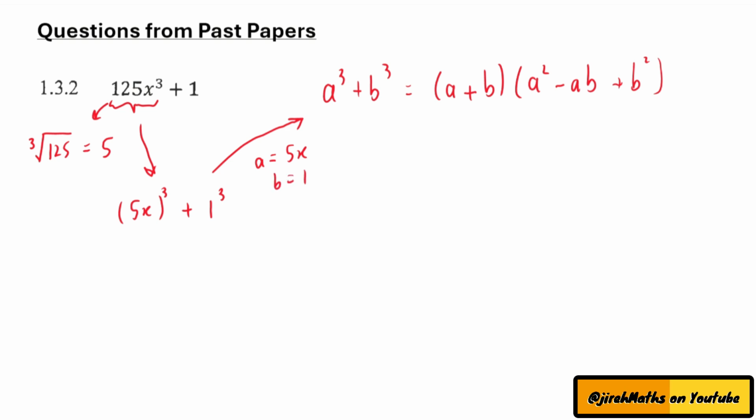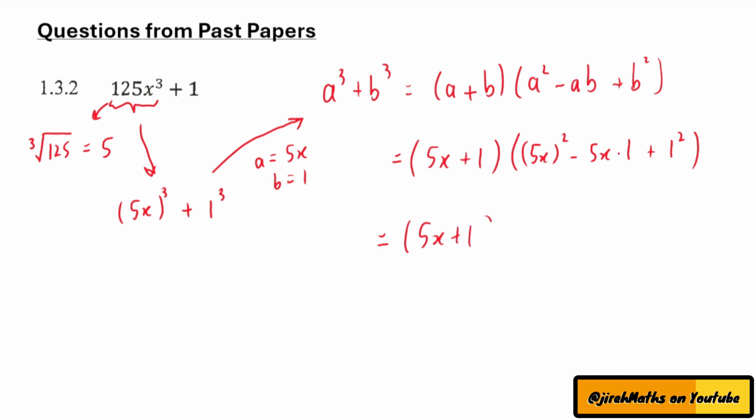So if we plug it into our formula, instead of a, we're going to have 5x plus 1. Instead of a squared, we're going to have 5x squared minus a is 5x, so I'm going to keep that there. b is 1 plus b squared is simply 1 squared. I can simplify this further.